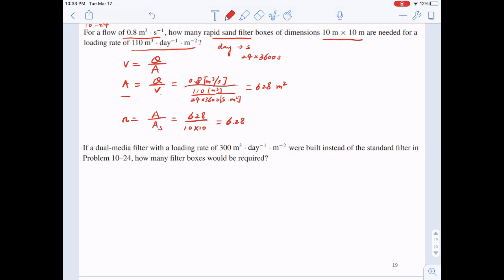We introduced in the class that we have to use an even number of the filter systems, right? So we can either choose to round up, which is going to give us 7, and we need to use even numbers, which means that it's going to be 8, or we can round down to 6. So which one should we use?